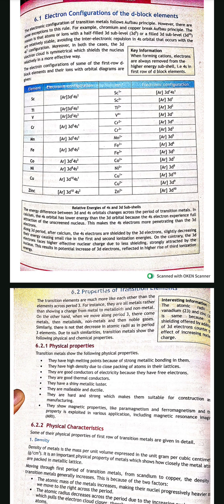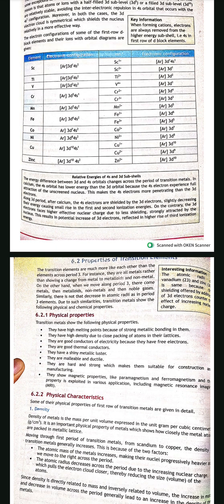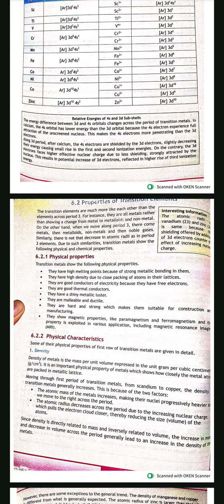Key information: when forming cations, electrons are always removed from the higher energy sublevel 4s in the first row of D block elements. Scandium +1 and +2: 4s1 and 3d1, and scandium +2 is 3d1. Titanium: 4s2 and 3d2, and argon 3d2 for titanium +2, and so on. We can write the electronic configurations.